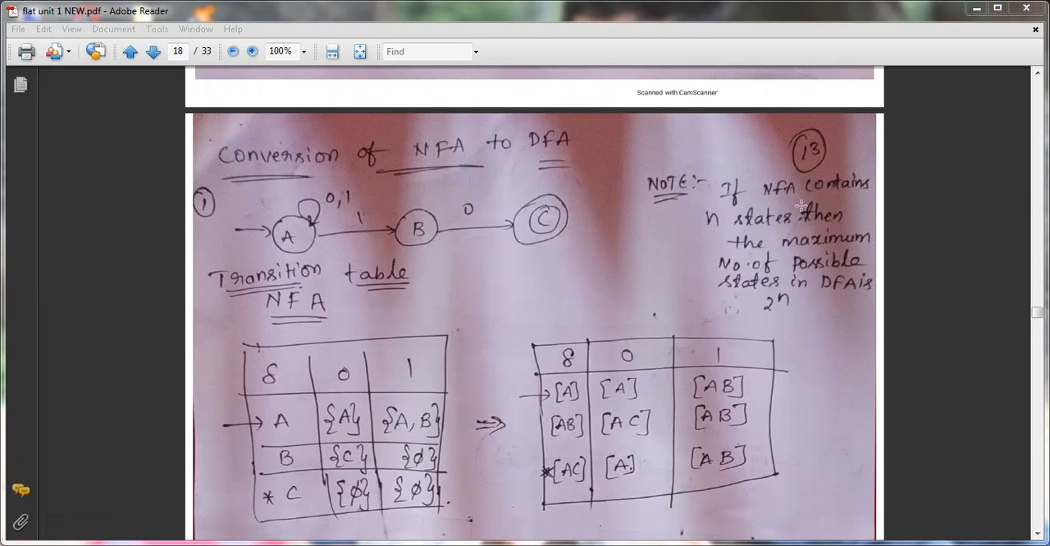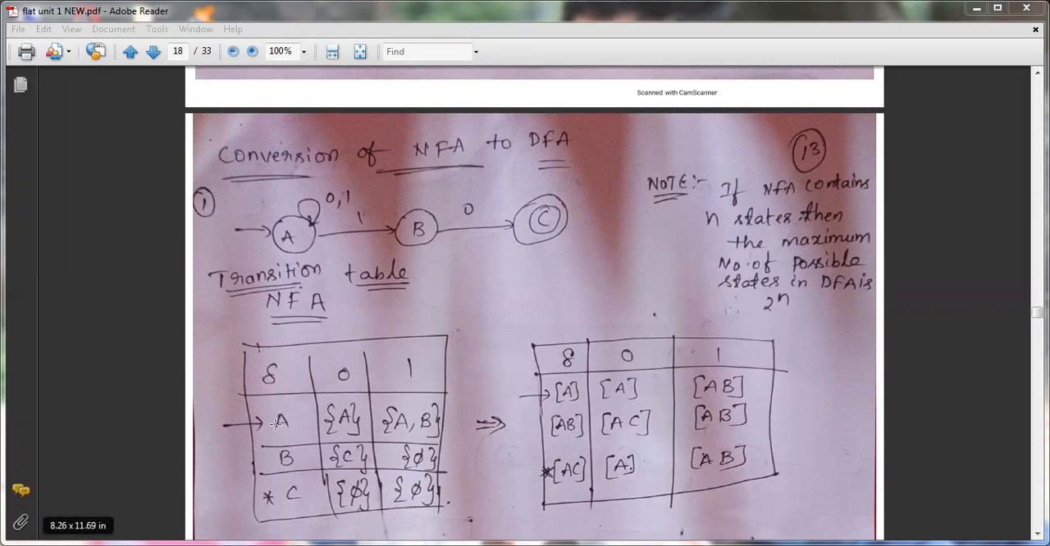One more note: if the NFA contains n number of states, then the maximum number of possible states in the DFA is 2 power n. So if the NFA contains n states, then the maximum number of possible states in the DFA is 2 power n here.